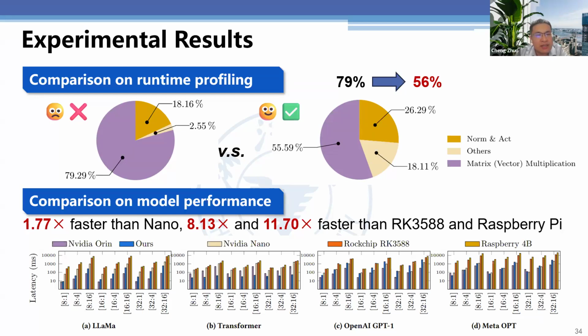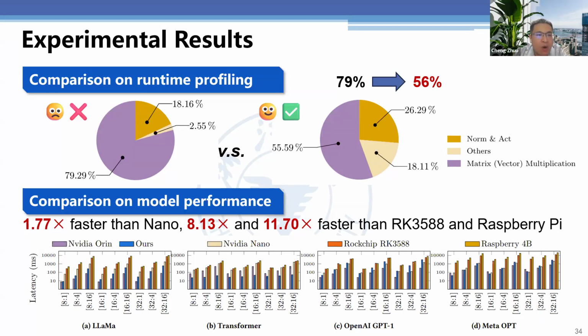So the last thing I want to show is the comparison of the model performance. Here we compare the results with NVIDIA Orin, NVIDIA Nano, RK3588, which is basically an SoC platform that includes the GPU, NPU, and CPU, and also the Raspberry Pi 4B. Those results are all measured on real boards. We look at the models of Llama, Transformer, OpenAI GPT-1, and MadGPT, and for all different configurations.